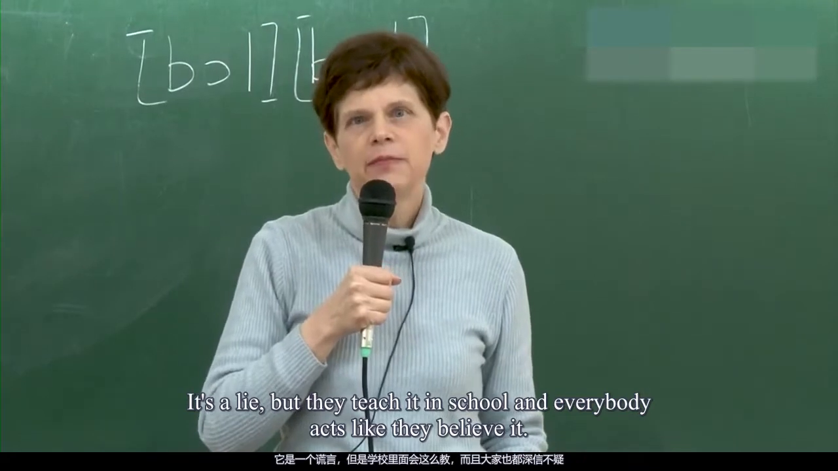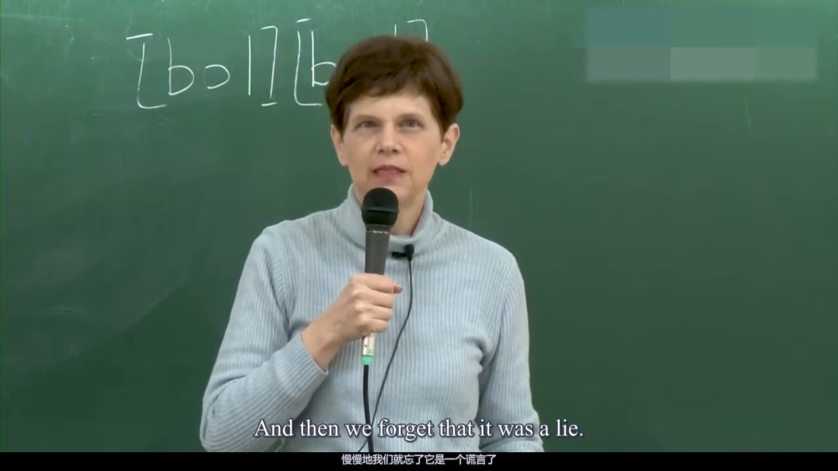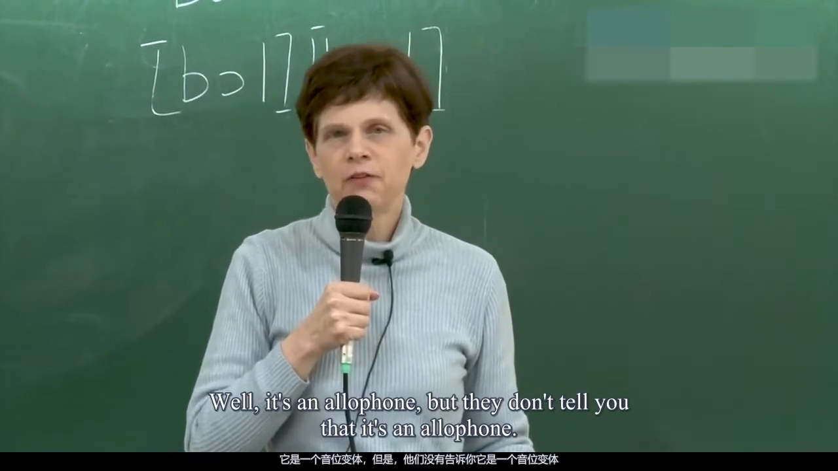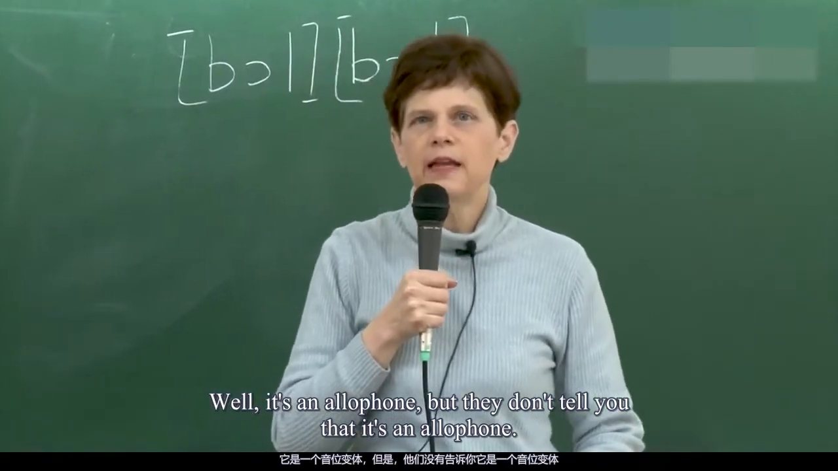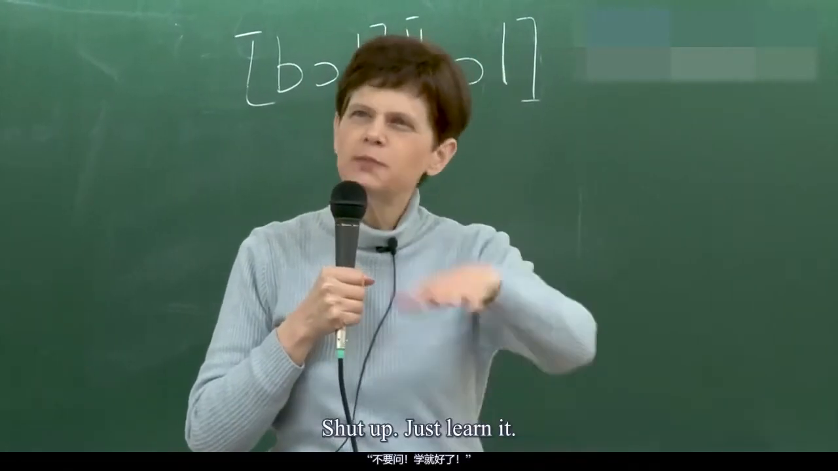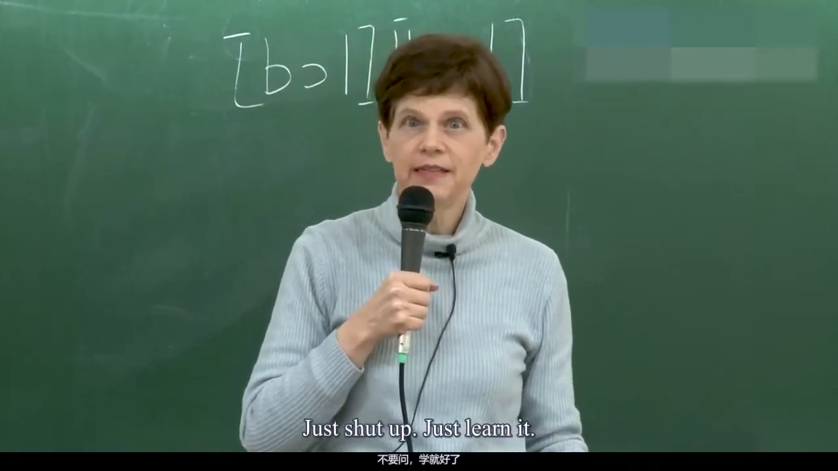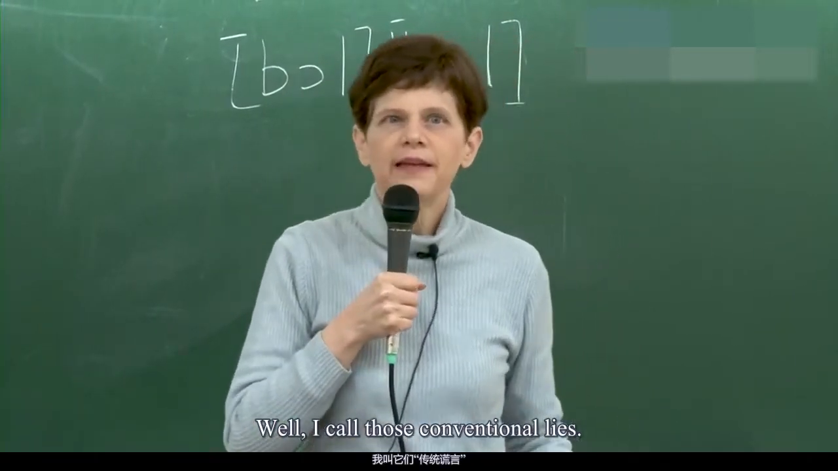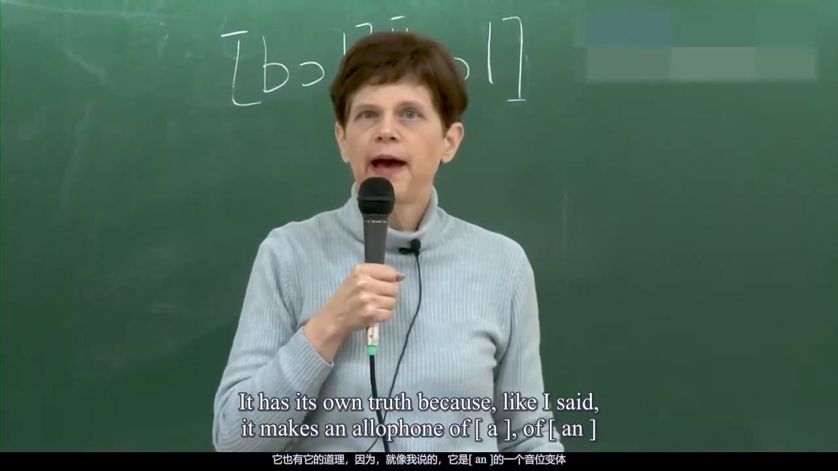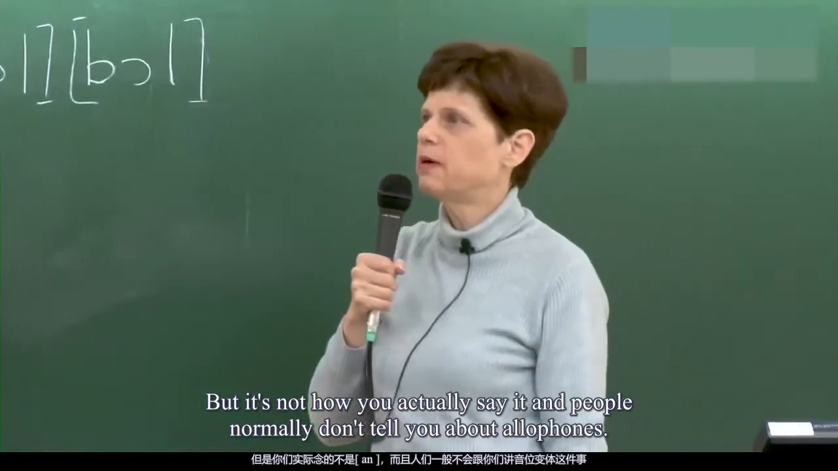It's a lie, but they teach it in school and everybody acts like they believe it. And then we forget that it was a lie. 一安 does not make yin, it makes yan. Well, it's an allophone. But they don't tell you then it's an allophone. They just tell you 一安 is yin, and you say, but that's yan. You go, no, shut up, just learn it. Isn't that what happens in school a lot of the time? Just shut up, just learn it. Well, I call those conventional lies. It has its own truth because, like I said, it makes an allophone of a, of an. But it's not how you actually say it, and people normally don't tell you about allophones.